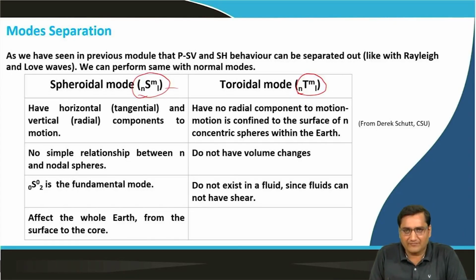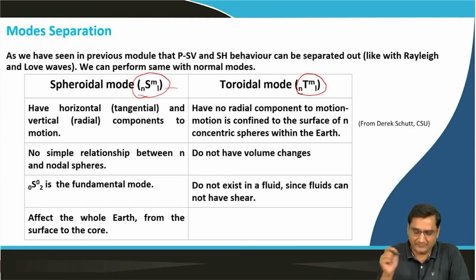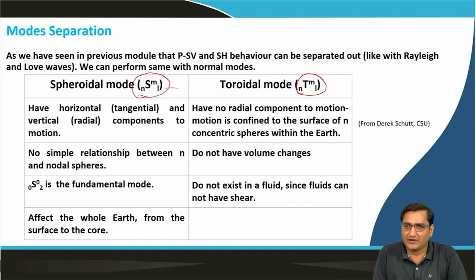In contrast to the spheroidal mode, the toroidal mode has no radial component to the motion and is confined to the surface, having n concentric spheres within the Earth. The spheroidal mode doesn't have any simple relationship between n and the nodal spheres, while the toroidal mode does not have any volume change. Which means that the spheroidal mode, because it consists of P and SV wave motion, has volume change.